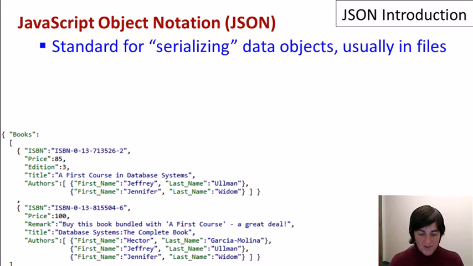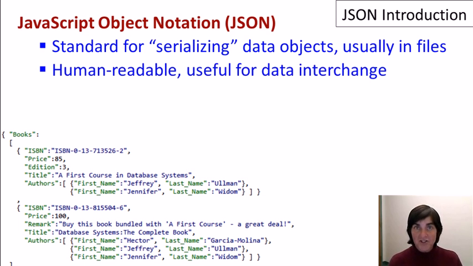Now, JSON was designed originally for what's called serializing data objects. That is, taking objects that are in a program and sort of writing them down in a serial fashion, typically in files. One thing about JSON is that it is human readable, similar to the way XML is human readable, and it's often used for data interchange. So for writing out, say, the objects in a program so they can be exchanged with another program and read into that one.